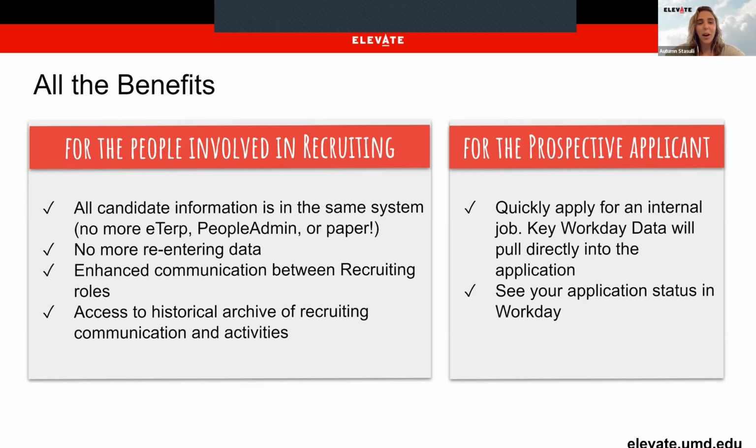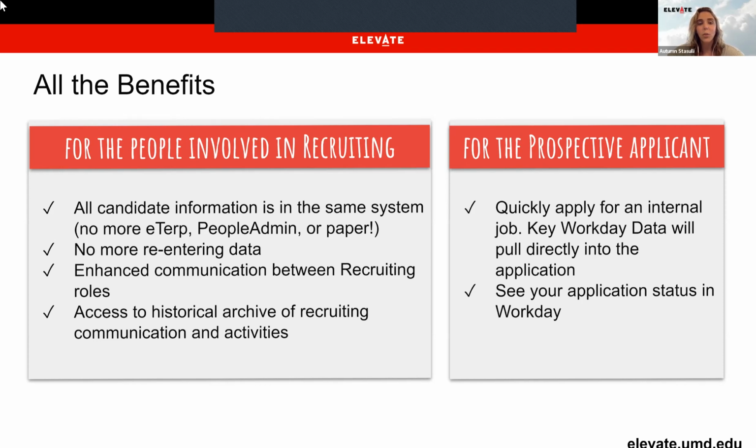All right, so now let's talk about some of the benefits for recruiting using Workday. The first is that all candidate information is housed in the same system. This means that there will no longer be eTERP, People Admin, or other paper-based recruiting methods. Secondly, departments will no longer have to enter data into multiple systems. This is a huge win since a single system results in more accurate data and reduces the risk of human error. Another benefit is that Workday's automatic notification and internal comment capabilities will reduce the need to send emails back and forth. In fact, you'll also have an archive of all activities and communications.